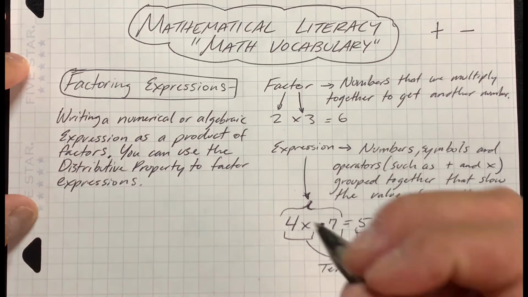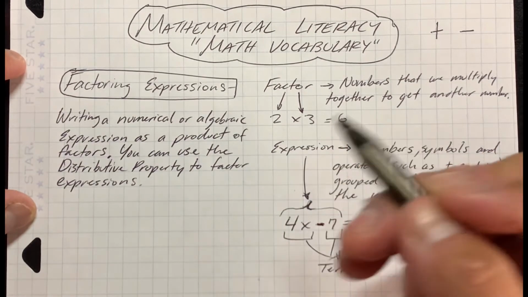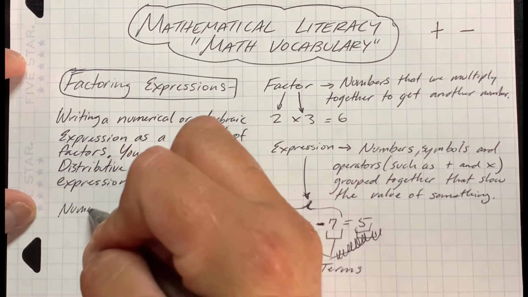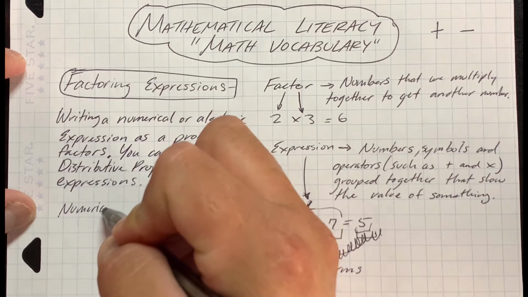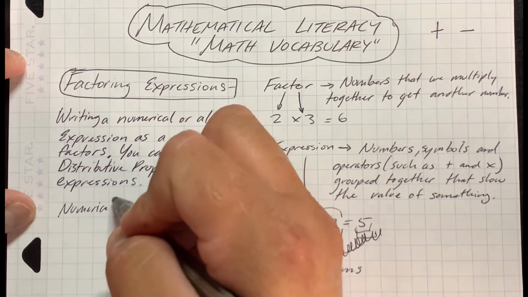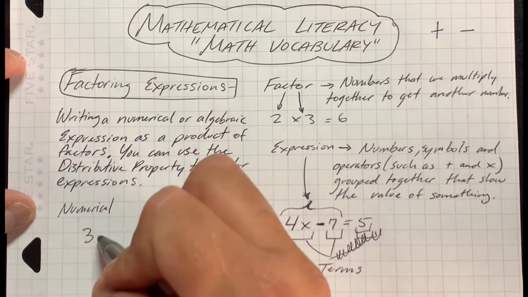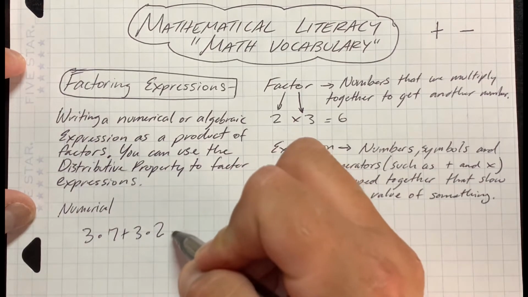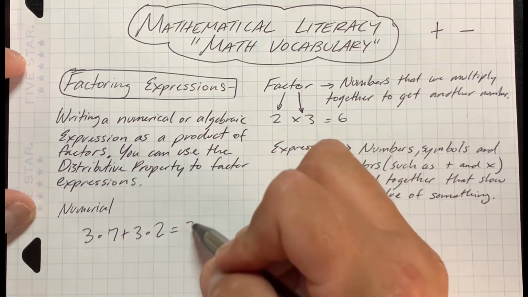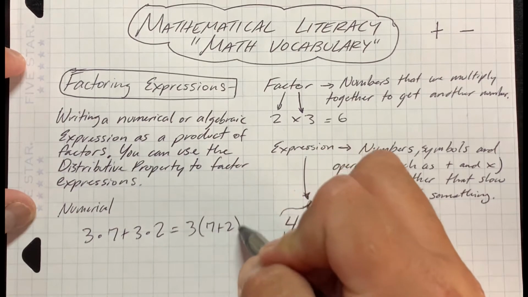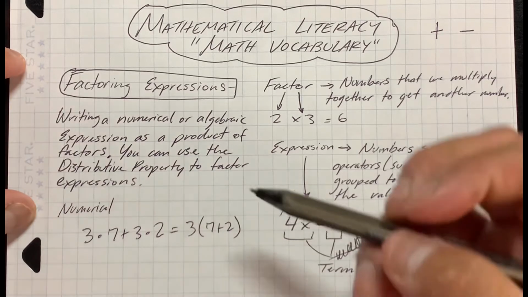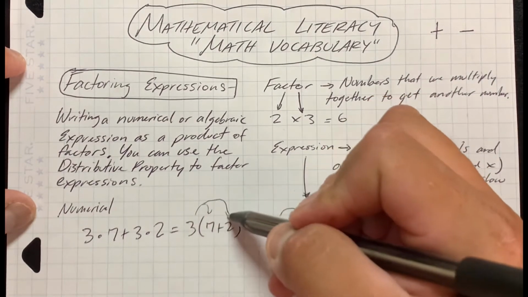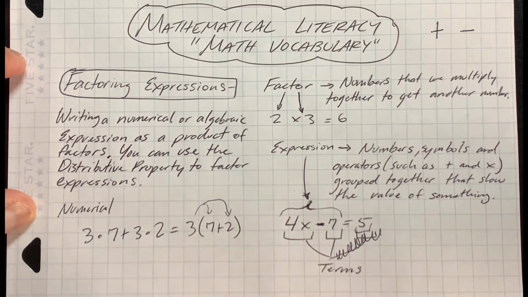Now, when we factor expressions, we're going to use numbers, so numerical expressions. So we can do 3 times 7 plus 3 times 2. That would be 3 times (7 plus 2). Okay, so this is what we mean. When we do 3 times 7, and then 3 times 2, we're going to add those two together.